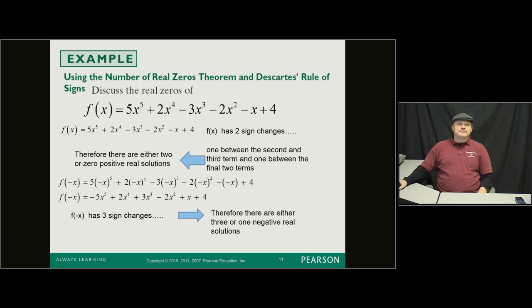Okay, so what happens here? Therefore, there are going to be either 3 or 1 negative real zeros or solutions. Since there were 3 sign changes, it's less than that by an equal number. So what we could do is put these together to get some possibilities. Remember that before, you could have up to 2 positive real zeros, and you could have up to 3 negative real zeros. So you could have 2 positive ones and 3 negative ones, and that takes care of all 5 zeros.